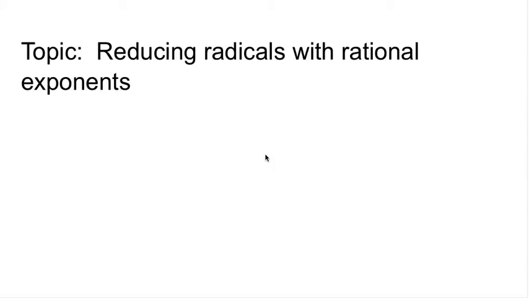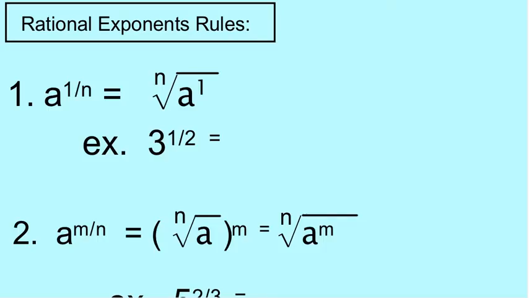This is reducing radicals with rational exponents. Here are some rules for you to write down. The first rule is when you have a base raised to a fractional power, you can rewrite that in radical form by having your base underneath the radical. Your power is still the same, but notice now this denominator becomes your index.